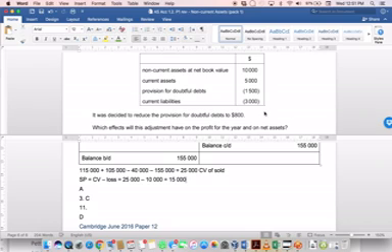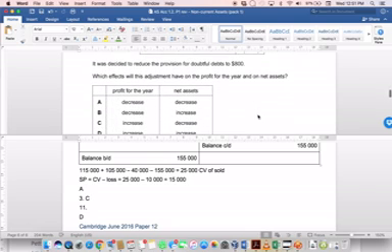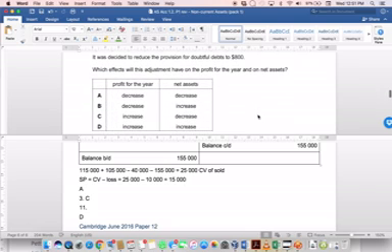In this one, if we want to reduce the provision, remember that as soon as you reduce a provision, that adjustment is actually an income, because it means that if your provision is getting smaller, in effect, your assets are actually getting bigger, and so the contra is an income. So the net effect on the profit for the year is that the profit for the year is going to increase, and so my answer must be either C or D.